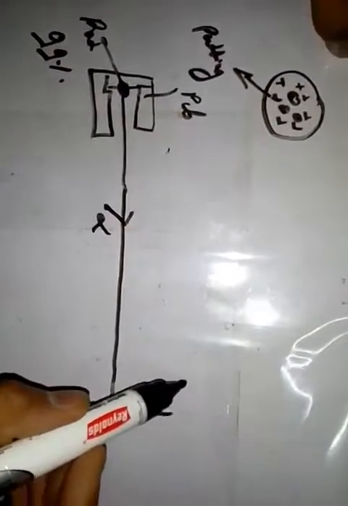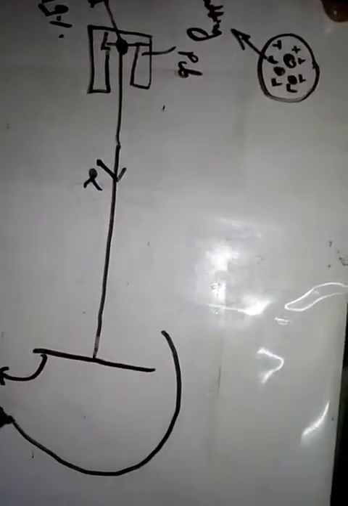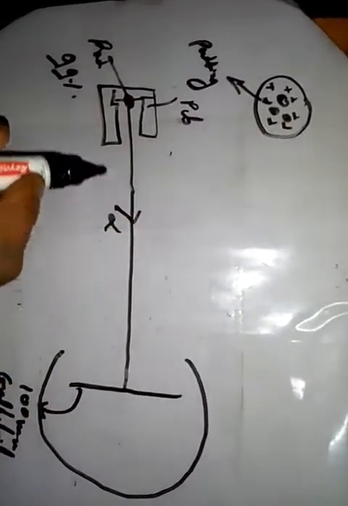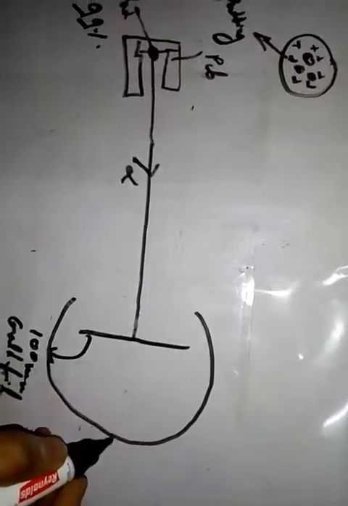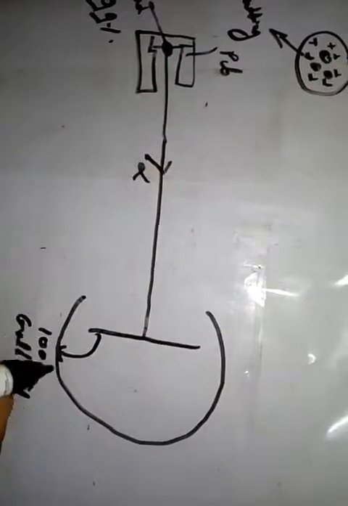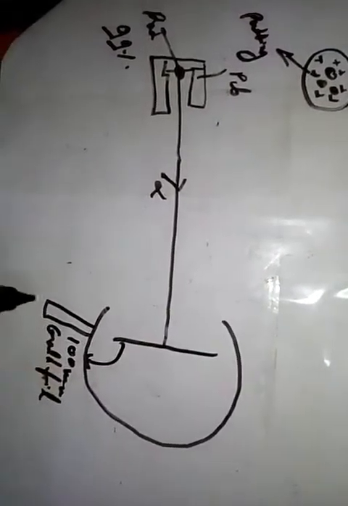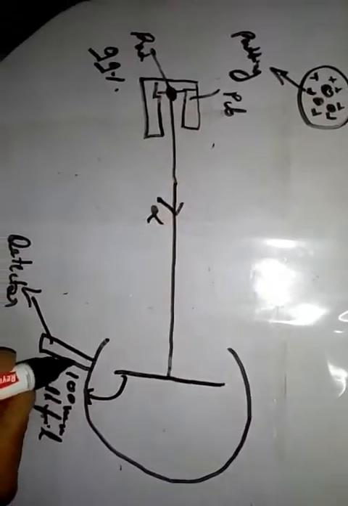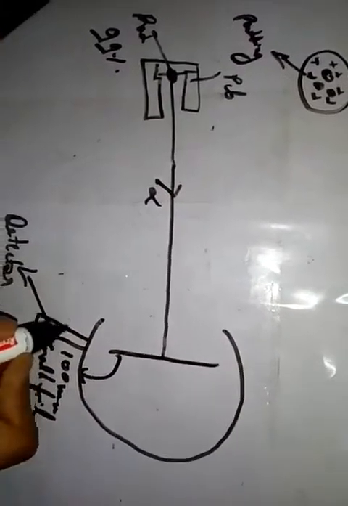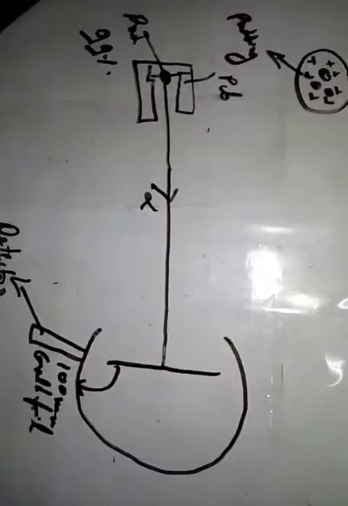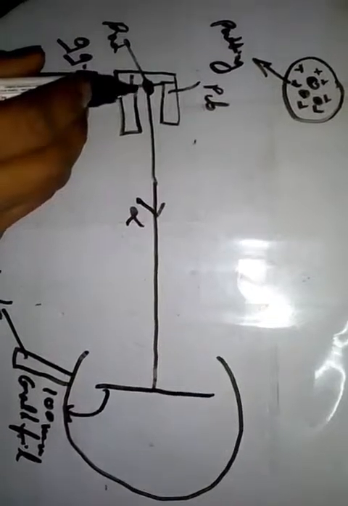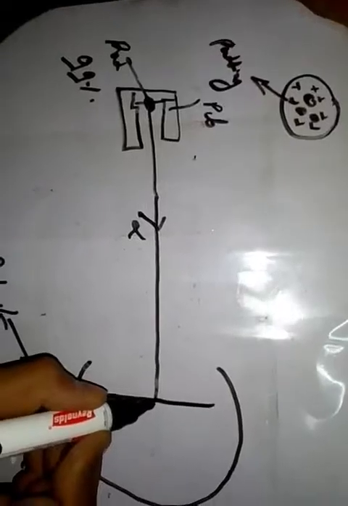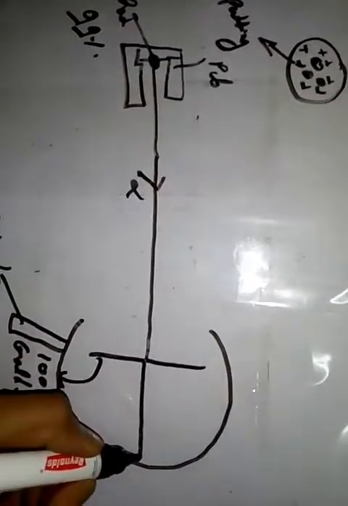That gold foil was also surrounded by a screen. The screen was used to observe those alpha particles. When these alpha particles hit that screen, they are detected by a detector. The detector can be rotated from 0 to 270 degrees. When the alpha particles were allowed to hit that thin gold foil, he observed that most of the alpha particles passed straight through that gold foil.